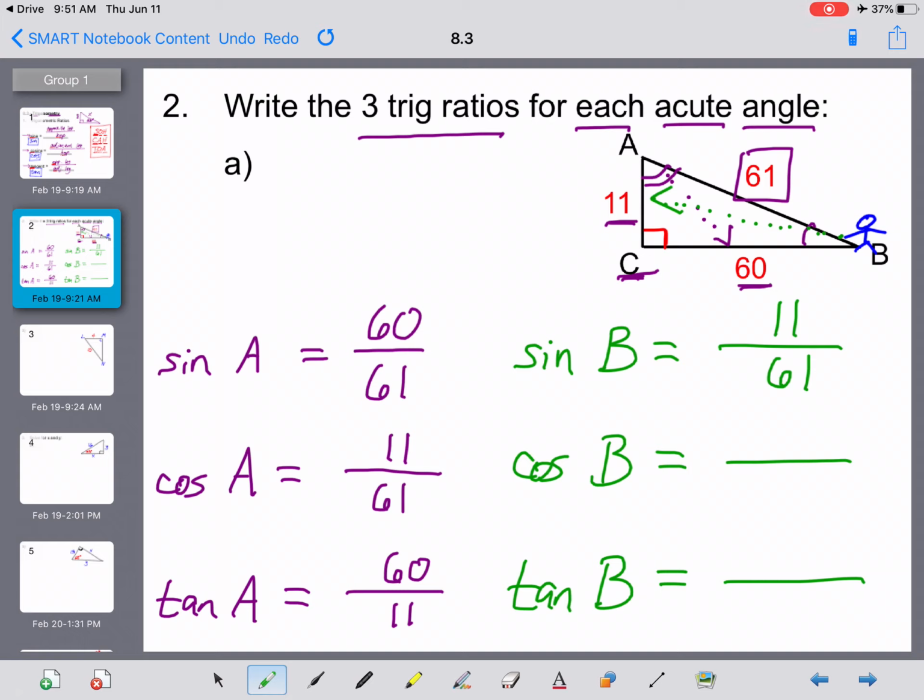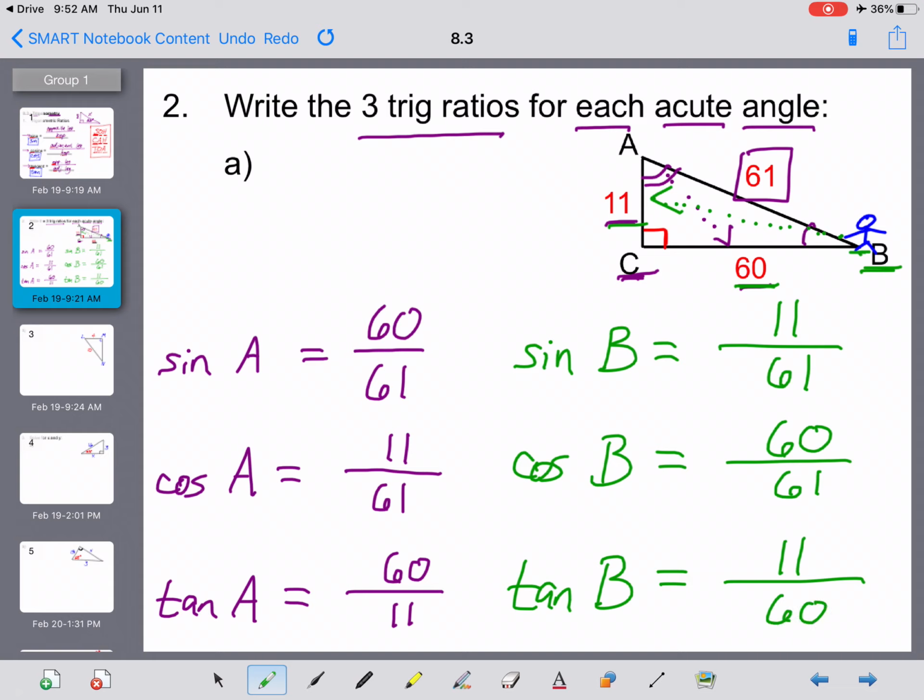Cosine of B. Cosine means adjacent leg over hypotenuse. So from where you're standing here at angle B, the adjacent leg, the one that's next to you, the one that you're touching, is 60. So 60 is your adjacent leg, and the hypotenuse hasn't changed. That's still 61. And the last one now, the tangent of angle B. Tangent is opposite leg over adjacent leg, so from your perspective here at B, the opposite leg is 11, and the adjacent leg right here is 60.